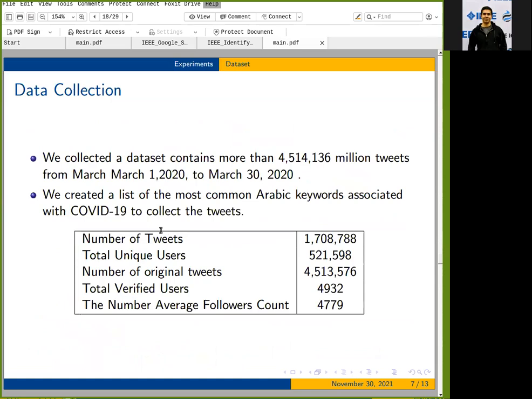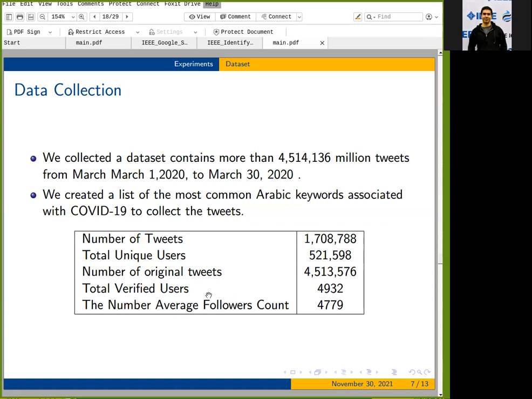For the data collection, we collected a data set with more than 4 million tweets from March 1st to March 30 in 2020. And we created a list of the most common Arabic keywords associated with COVID-19 to collect the tweets. After the cleaning and removing duplicate tweets and tweets that are not in Arabic, we ended up with 1 million tweets out of the 4 million. And the number of users, as I mentioned, is around 500K.